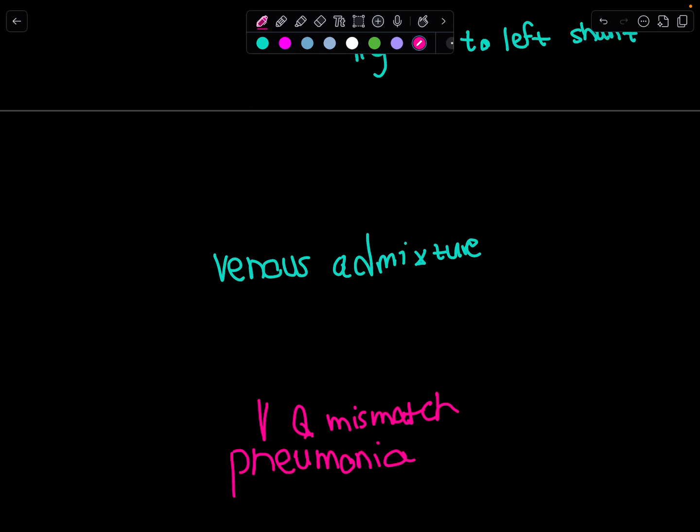Interesting. Why don't we talk a bit about pulmonary fibrosis too?